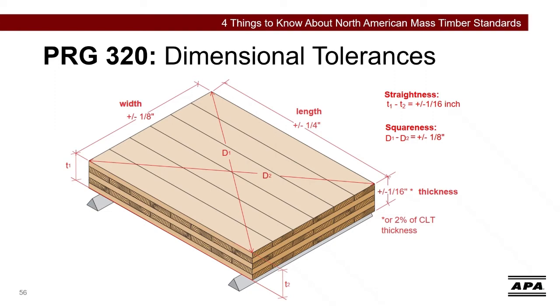There are also squareness and straightness tolerances. For squareness, unless specified otherwise, the length of the two panel face diagonals measured between panel corners shall not differ more than 1/8 of an inch. And for straightness, unless specified otherwise, deviation of the edges from a straight line between adjacent panel corners shall not exceed 1/16 of an inch. All these tolerances are to be measured at the time of manufacturing.